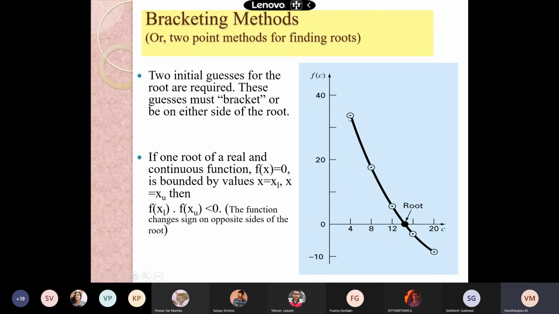Consider this as an interval for finding the root. For a real and continuous function, f of x equal to 0, bounded by the values x equal to xl and x equal to xu, the product of f of xl and f of xu is less than 0, so the function changes sign on opposite sides of the root.